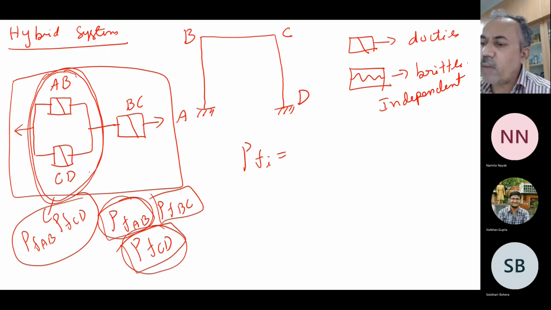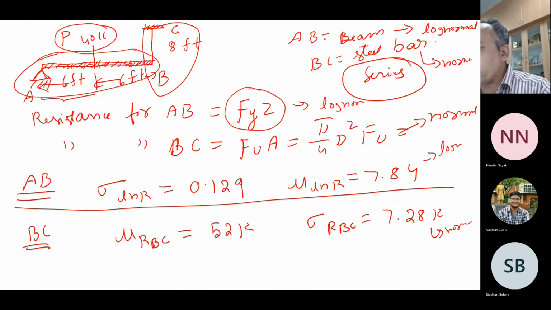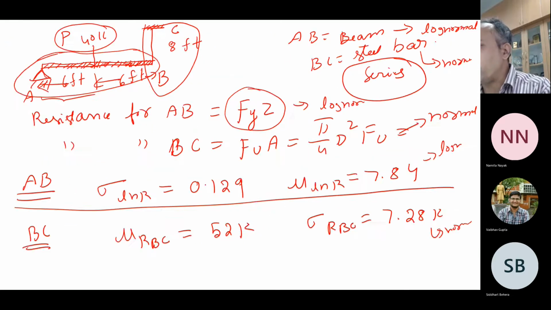And now you tell me this combination and this combination. These two are in series basically. So if the elements are in series, what is the expression? And N is equal to 2 only. One is the beam BC, the other one is the joint AB and CD combination. So this expression we use basically.